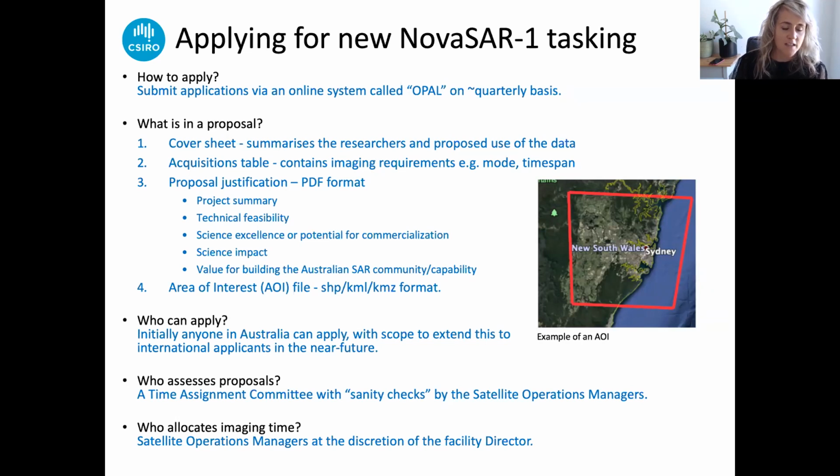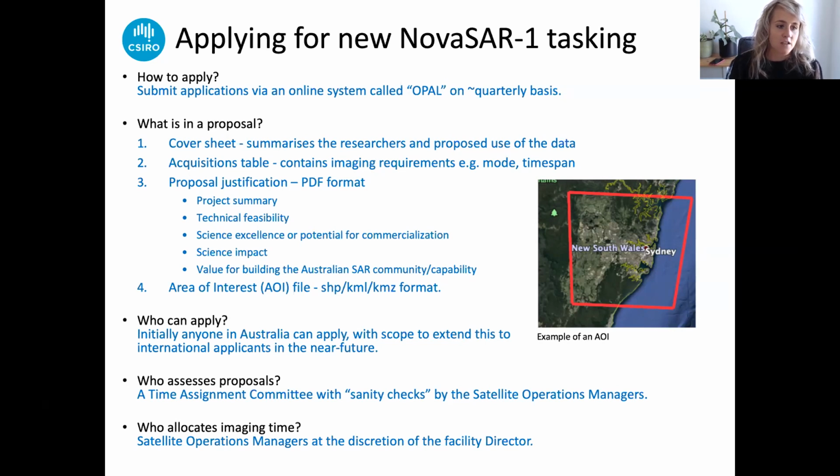So the first of these is a cover sheet that summarizes the researchers and the proposed use of the data. And this is an online form that's contained within the Opal system. The second step is then to complete an acquisitions table, and this contains the imaging requirements. So it tells us which mode you want to use, how long you want the data for, etc. And again, this is an online table contained within the Opal system. The third component is then a more detailed justification.